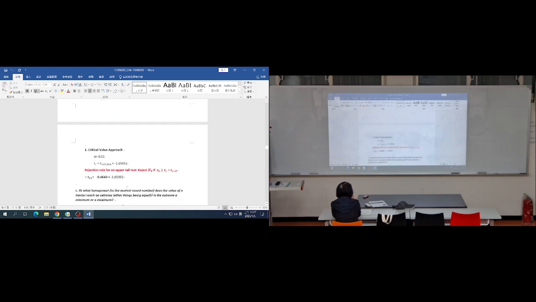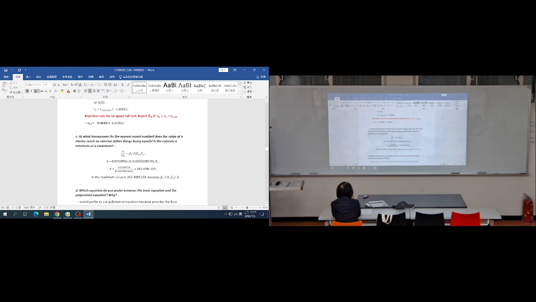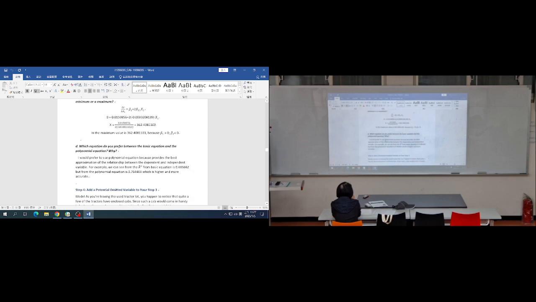Go on, C parts. Take the equation from the textbook and put the values in it, and it will have the maximum value of 362.408, which is the maximum value of horsepower the tractor can reach. I prefer the polynomial equation because it provides the best value. Comparing the r square from the basic equation to the polynomial equation we can see the difference. For the polynomial equation it is 0.76, which is higher and more accurate.